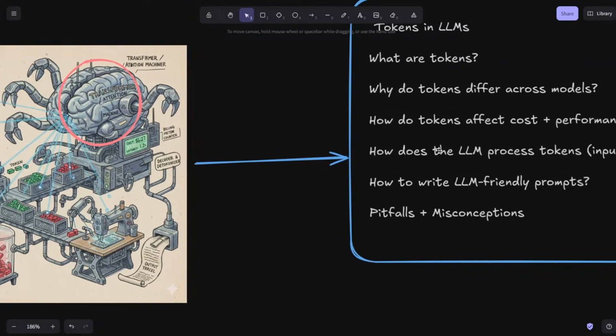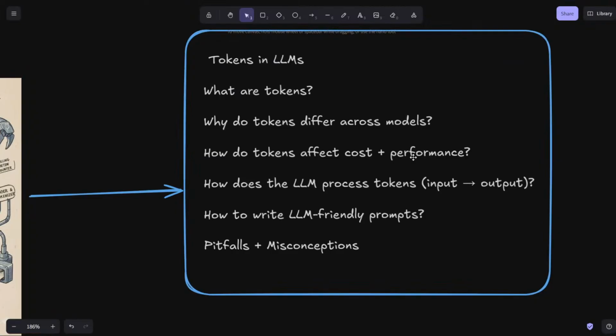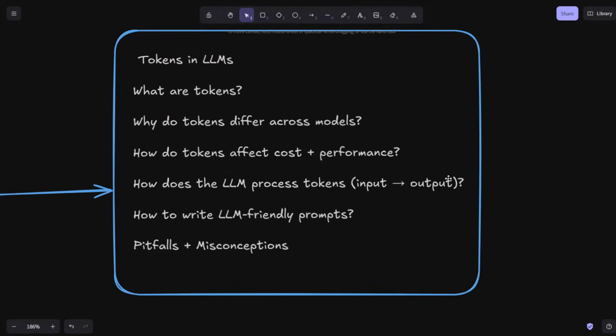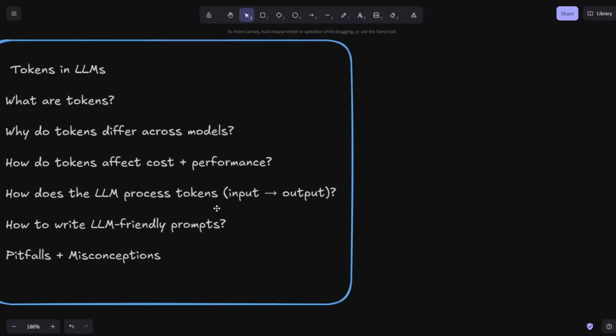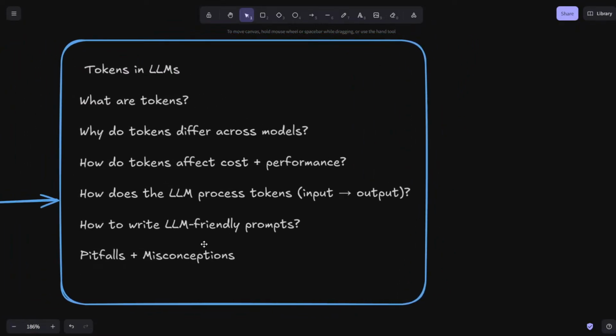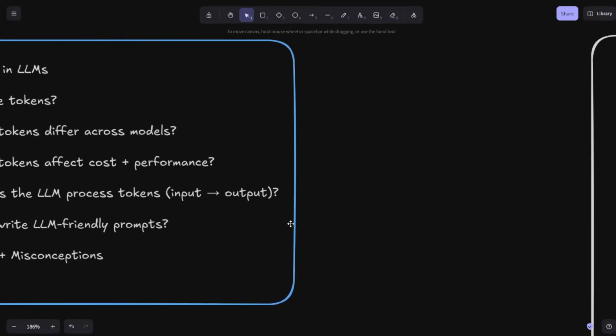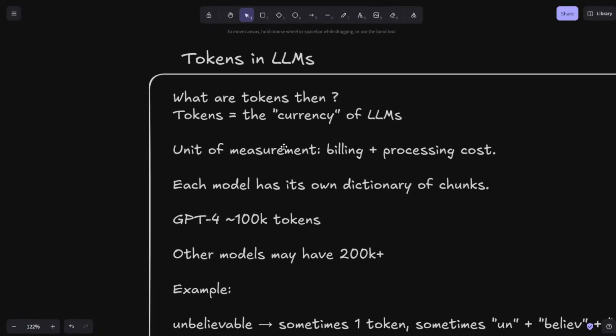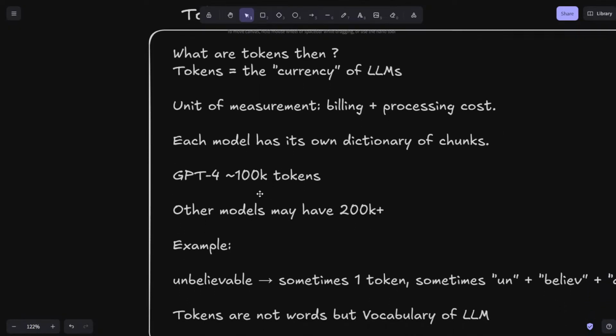Let's now understand it in more depth. What are tokens and how do they differ across different models? Why do they differ, and how do these tokens affect cost and performance and the processing, and how do you actually improve your workflow with LLMs? First of all, we know the tokens are the currency of LLMs. You've got to understand that each model has its own dictionary of chunks.